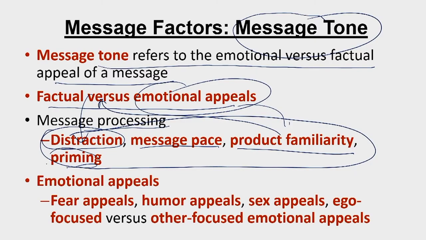And so this priming also tends to work more for emotional messages than factual messages, but low levels of priming actually work for factual messages also. Now, there are different kinds of emotional appeals that can be used. The different emotional appeals are, for example, fear appeals. A lot of messages use fear appeals, right?